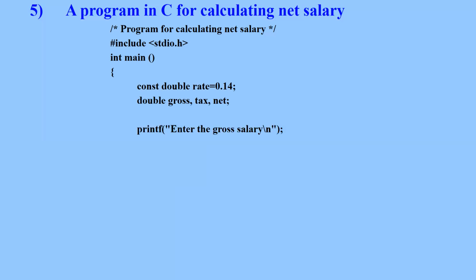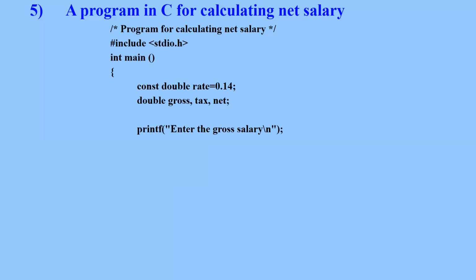Next is a statement requesting the user to enter gross salary. So this statement will be displayed on the screen. Printf means write what is in the quotes on the screen. So printf, enter the gross salary. That statement will be displayed on the screen, and because there is a sequence character \n, the cursor will move on to the next new line.